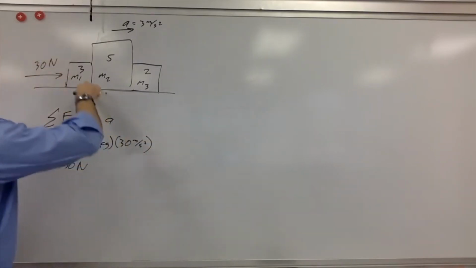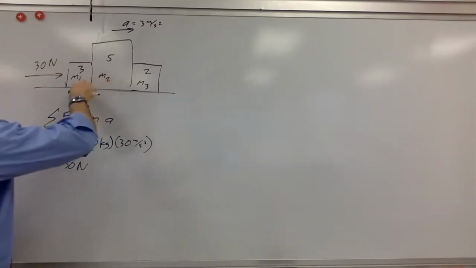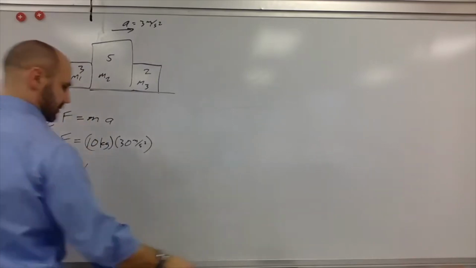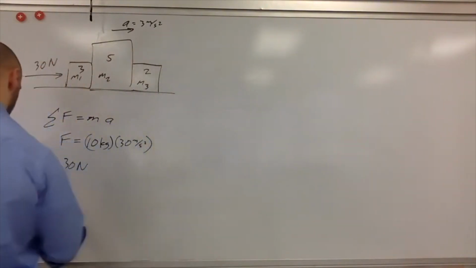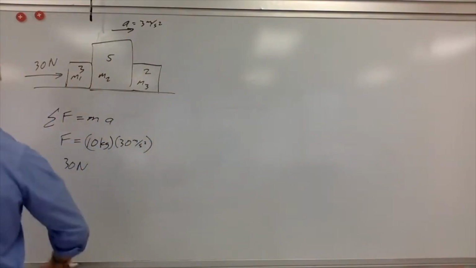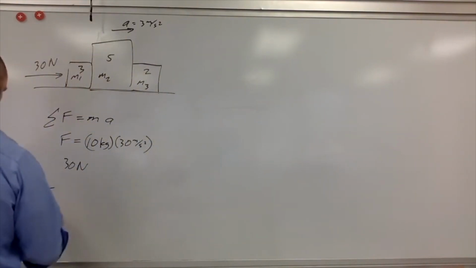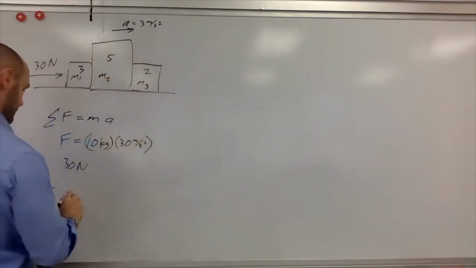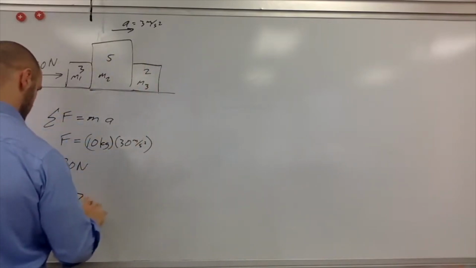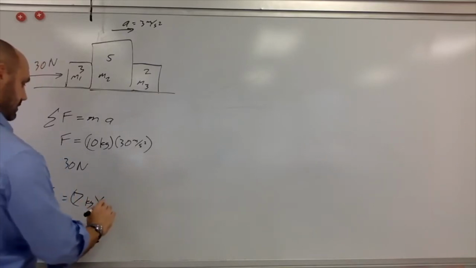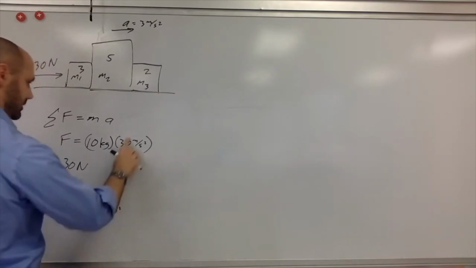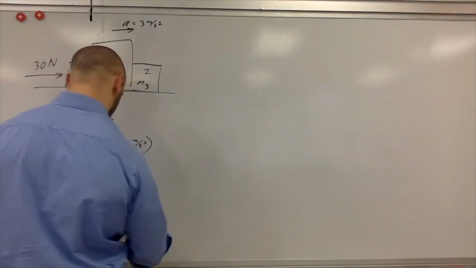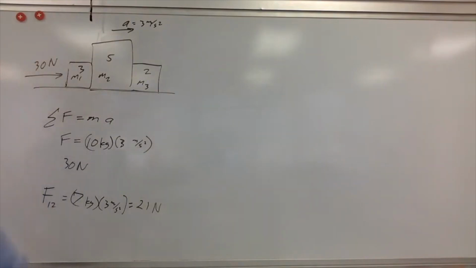Really simple. Now I want to know, what's the force that M1 exerts on M2? Well, if that's the case, let's write it this way. The force of 1 on 2 is equal to whatever this total mass is, and this total mass is 7 kilograms, times the acceleration, which is 3 meters per second squared. Sorry, I jumped ahead of myself there. And so this is 21 newtons. Okay, that's the force of 1 on 2.